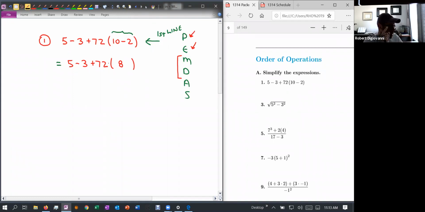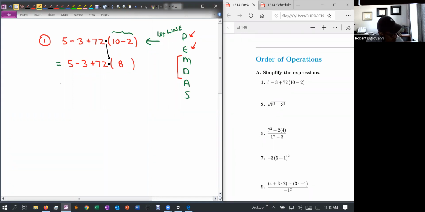So you have to understand that this 72 right here, I'm going to go back to the first line, it actually has a dot right there. And that dot means multiplication. So even though it's not written there, it's there. So we need to do 72 times the 8. This would be a good opportunity for us to break out our calculators and do 72 times 8. And that gives us 576.